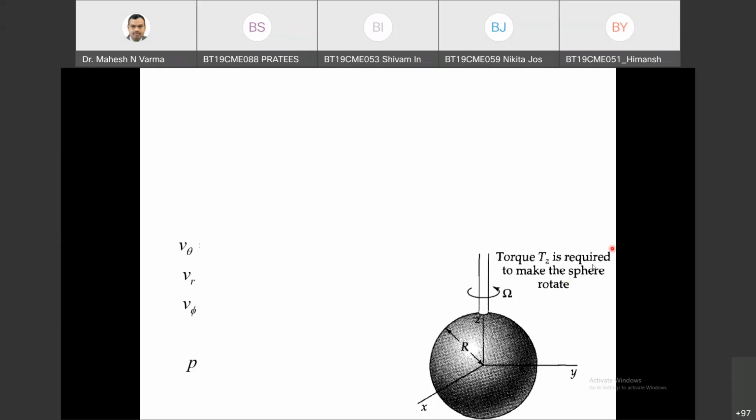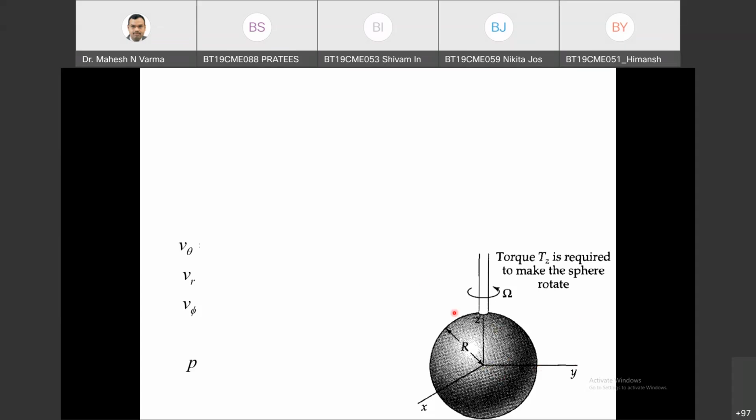Hello, sir. So V phi, there will be velocity in the phi direction. Non-zero. V theta is 0, Vr is 0. Yes, sir. V phi is a function of r, theta and phi. V phi will be a function of theta, sir, and also r, if I am moving in r direction.